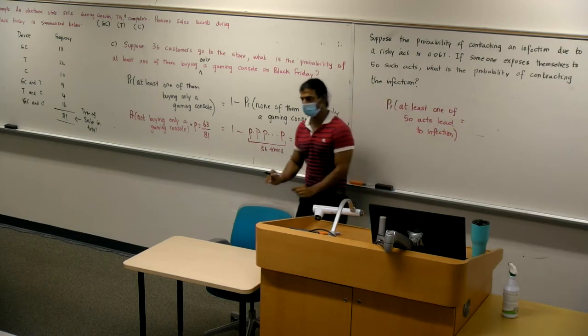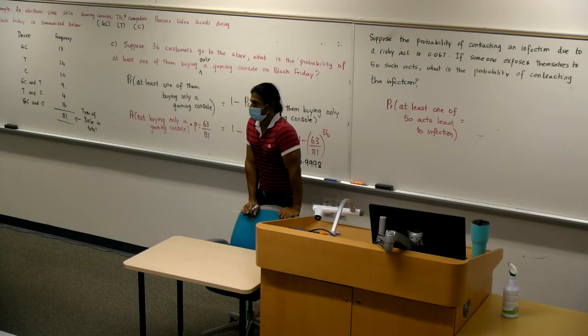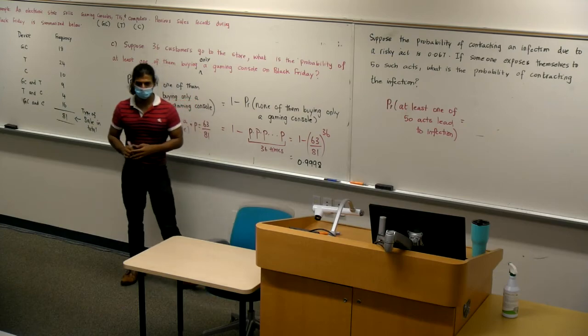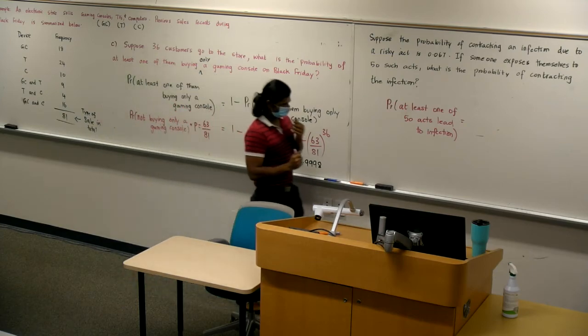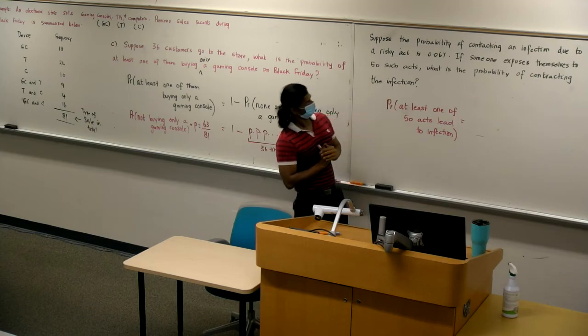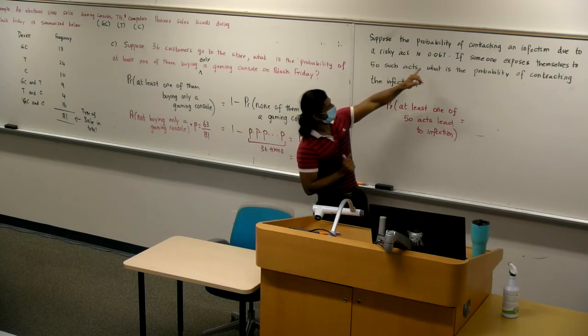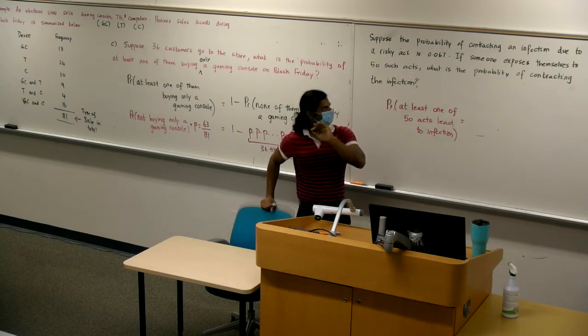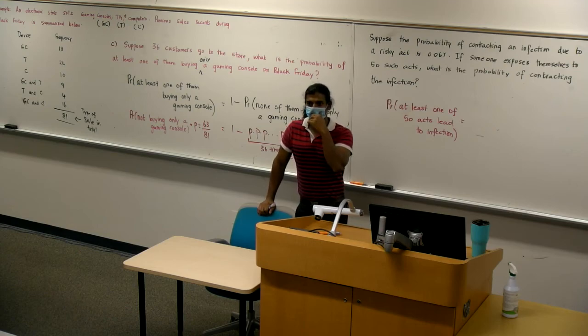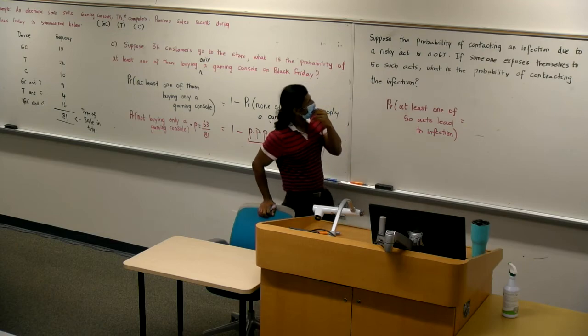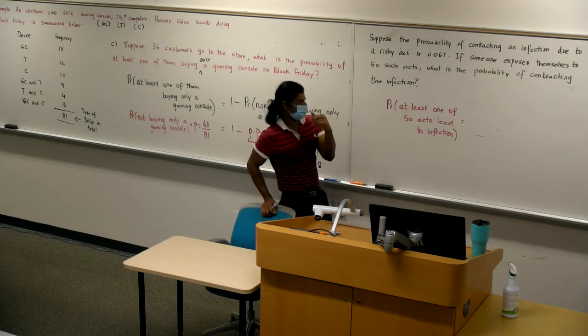How do we find this probability? Would it be 0.067 to the exponent of 50, like we did on the last one? Bailey says it's 0.067 raised to 50. Is she right? I don't know. 1 minus the probability of not getting infected. So 1 minus the probability of not getting infected.